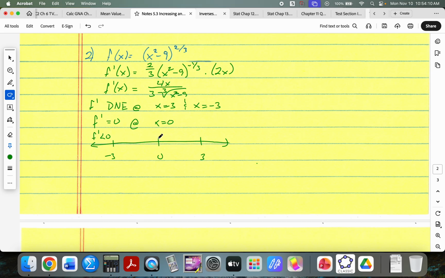Between -3 and 0, I'll pick -1. My numerator will be negative, but my denominator will be negative also. So here f prime is positive.